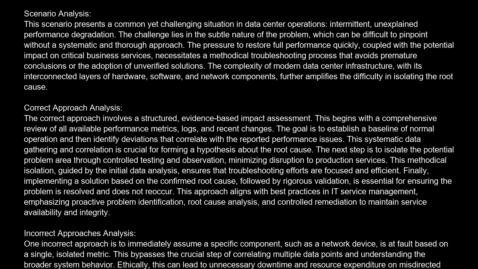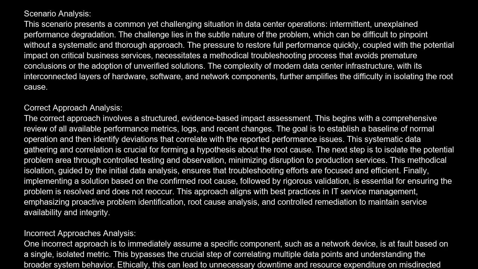The next step is to isolate the potential problem area through controlled testing and observation, minimizing disruption to production services. This methodical isolation, guided by the initial data analysis, ensures that troubleshooting efforts are focused and efficient. Finally, implementing a solution based on the confirmed root cause, followed by rigorous validation, is essential for ensuring the problem is resolved and does not recur. This approach aligns with best practices in IT service management, emphasizing proactive problem identification, root cause analysis, and controlled remediation to maintain service availability and integrity.